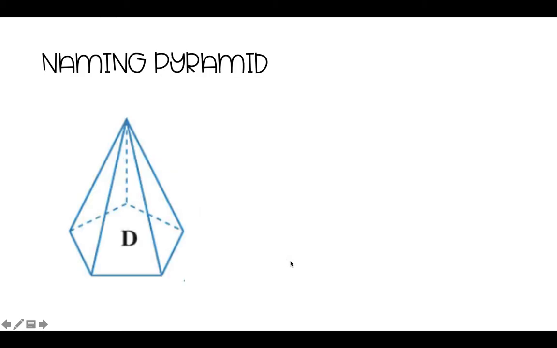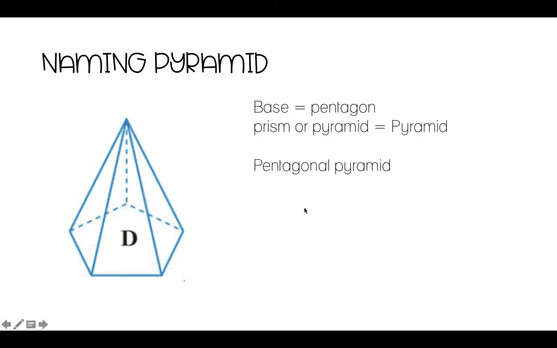So let's look at naming pyramids. For naming pyramids, the first thing we need to do is say, what is the base? And the base here is a pentagon. 1, 2, 3, 4, 5. A five-sided shape is a pentagon. Is it a prism or a pyramid? Well, it is a pyramid because it goes to a point. So we call it a pentagonal pyramid.